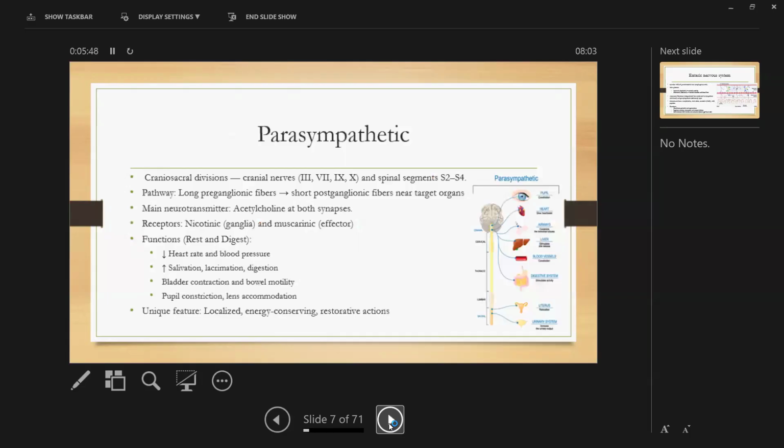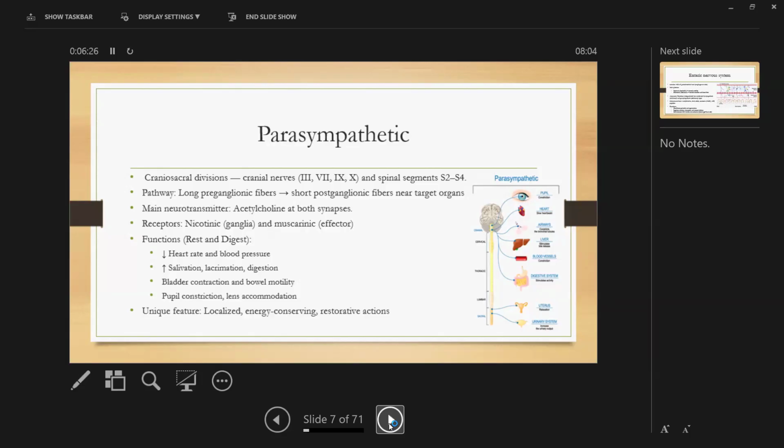The parasympathetic is the craniosacral division, that is, craniosacral outflow. The main cranial nerves are 3, 7, 9, and 10, and the spinal segments are S2, S3, and S4. In the sympathetic, the ganglia are very near the vertebral region, but in the parasympathetic, the peripheral ganglia are near the organ being supplied. So it has long preganglionic fibers and short postganglionic fibers. The main neurotransmitter is acetylcholine, both presynaptically and postsynaptically. The receptors are of two types, nicotinic and muscarinic. It acts opposite to the sympathetic.